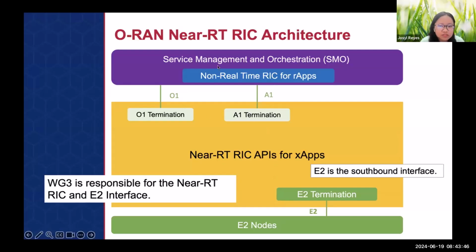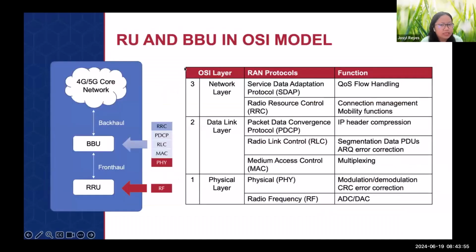Okay, so a bit later, there will be more details for these architectures. But for now, let's look at the functional splits. Okay, so we have here, as you can see on the left side, the different parts.